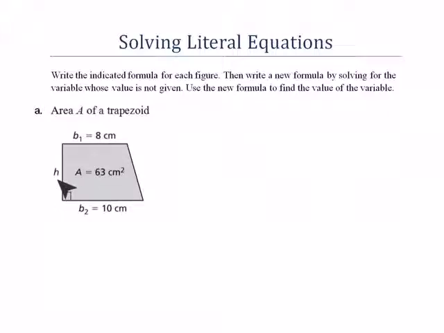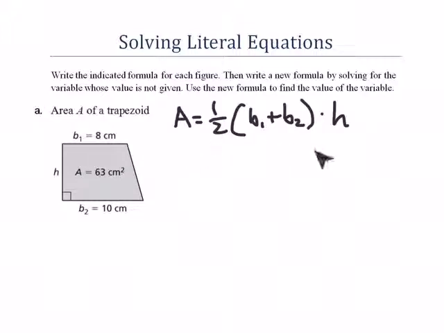Like in this trapezoid here, the not given variable is h. And then we're going to use that formula to find the value of the variable. All right, well, let's try it out. So, we got a trapezoid. Well, the area of a trapezoid is given by the formula A equals 1/2 (B1 plus B2) times h. Okay? So there's other forms of this, but this is kind of the most common.